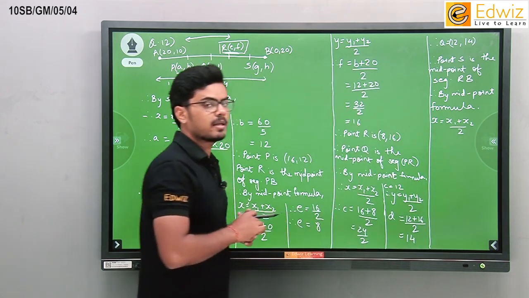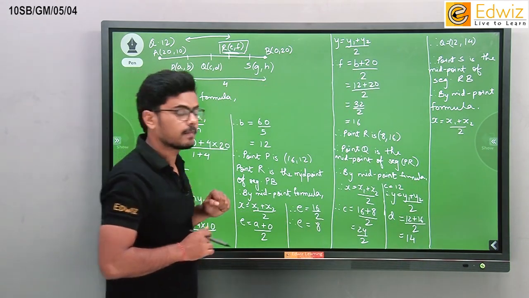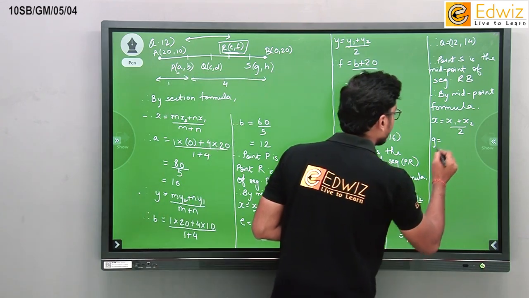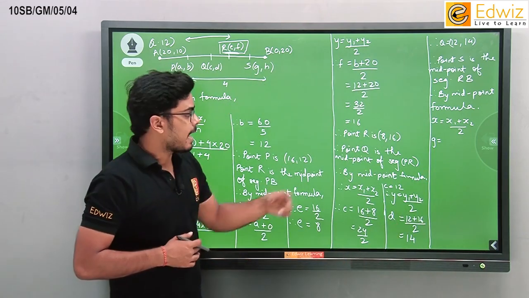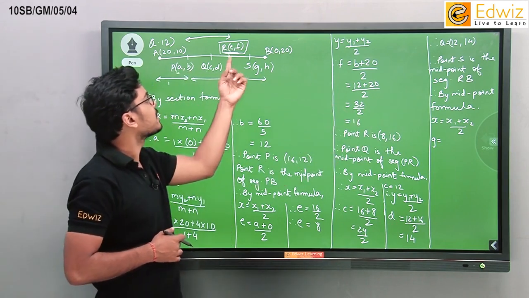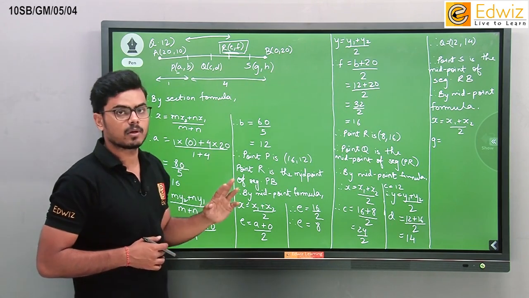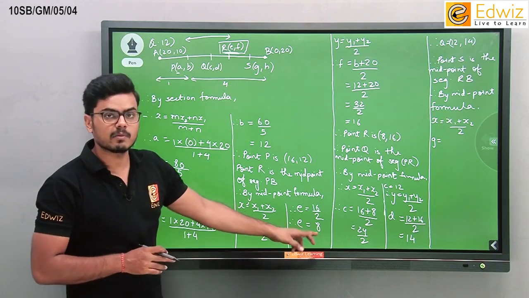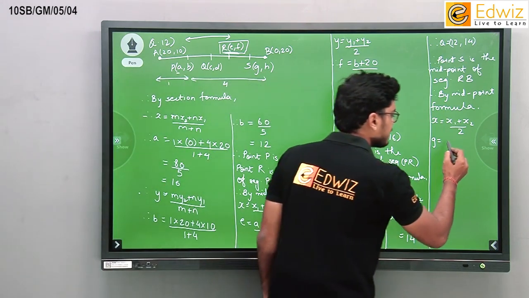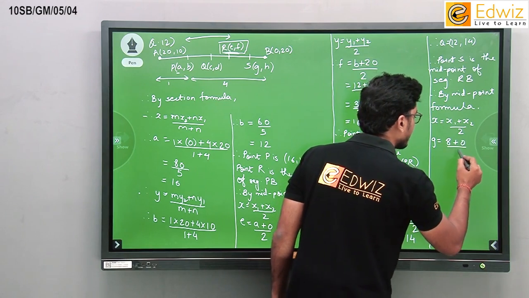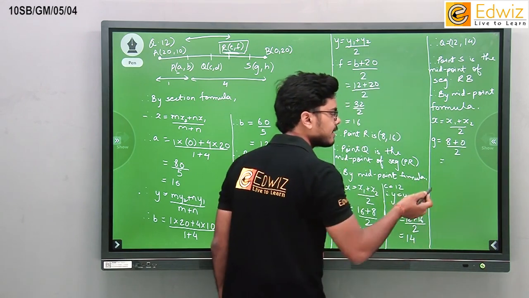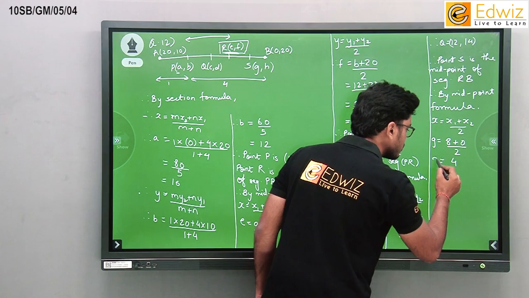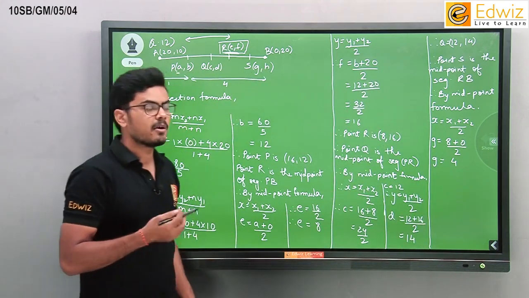Now what is the x coordinate of S? It is G. Correct? The x coordinate of point S, okay, and x1 plus x2 will be nothing but E plus 0. Okay, E plus 0 मतलब E हम लोगों ने already find out किया था, that is equal to 8. So 8 plus 0 divided by 2. Now 8 plus 0 is 8. 8 divided by 2 is 4. So G हम लोगों को मिल गया, it is 4.